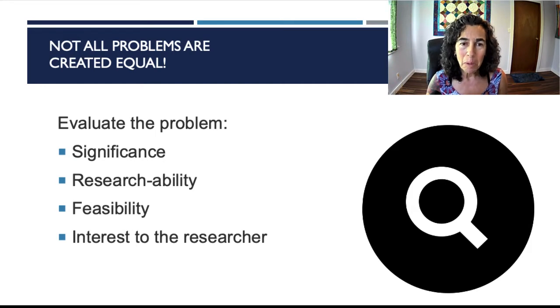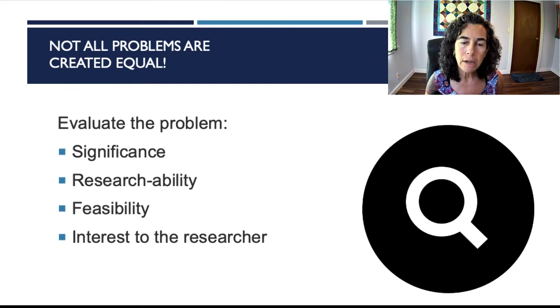So not all problems are created equal. We need to evaluate the problem, and I'll be helping you do that, and your classmates will as well, for its significance. Like, is it important? Can it be researched, right? Some things can't really be researched very easily, and so I'm going to steer you away from those. Also, how feasible is it to research this in terms of time, resources, ethics, cooperation from others, etc.? And how interesting is it to you?